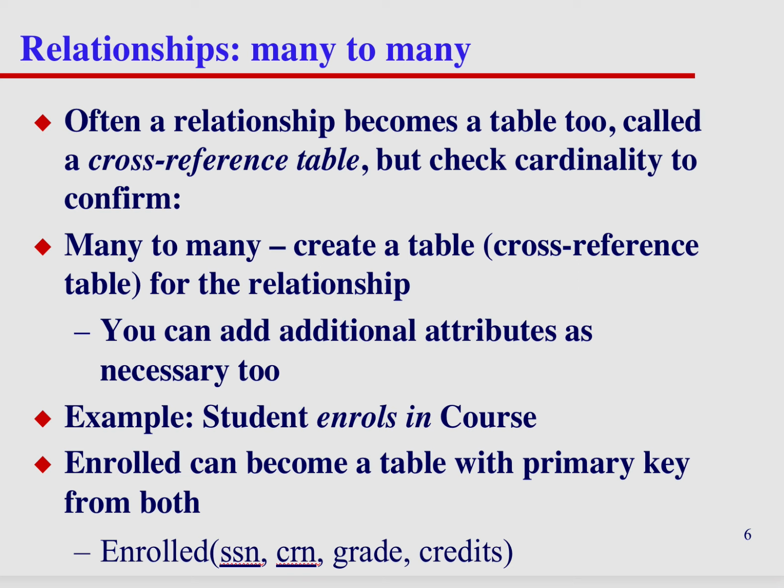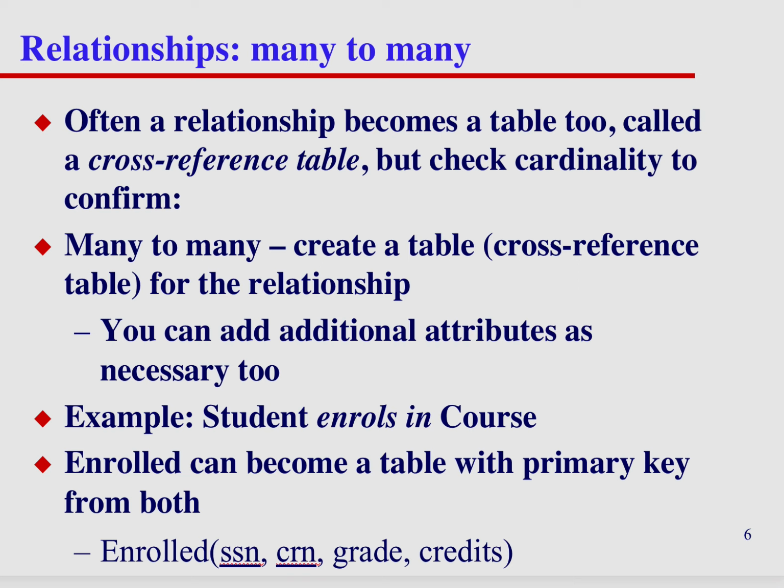Many to many. So the first type of relationship we had discussed is a many to many relationship. In this case, if you have a many to many, you need to create a table. This is going to be a third table. And this is the cross-reference table. It's for the relationship. So what's my example? Student, oh man, I spelled enrolls wrong. All right, but student enrolls in course. Pretend I spelled it right.